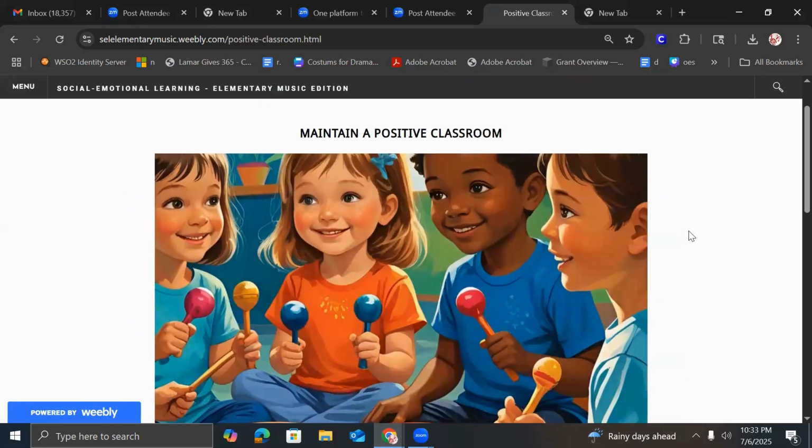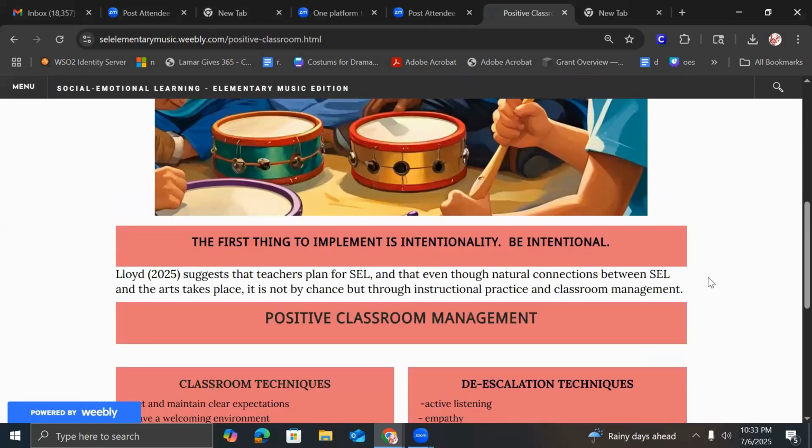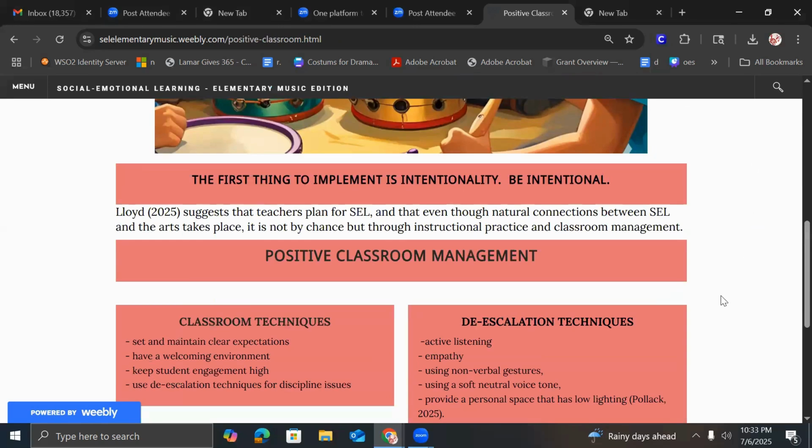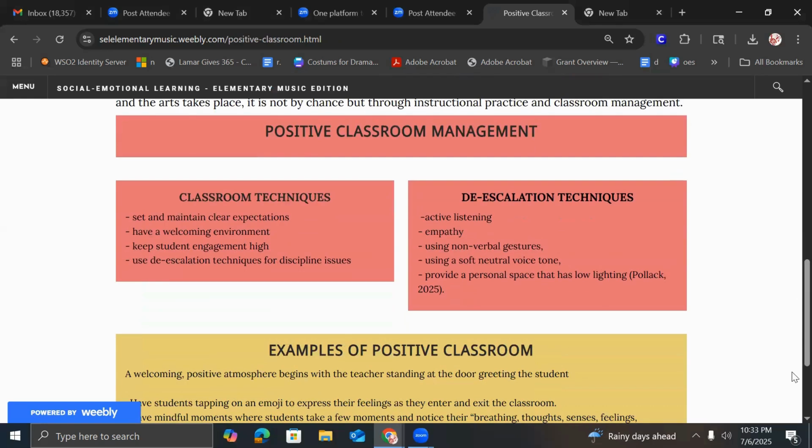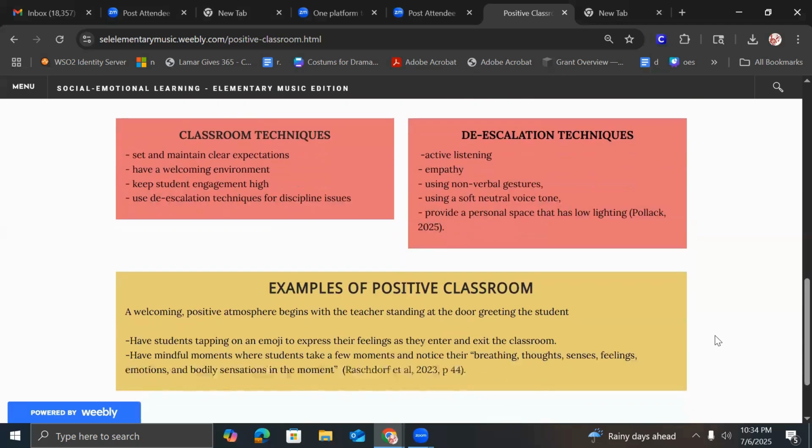And to help think about that, we have a positive classroom. We have to make an environment positive. We have to make sure that we set and maintain clear expectations. We have a welcoming environment, that student engagement is high, and that when issues do arise, we use de-escalation techniques. We actively listen, or we show empathy. We use nonverbal gestures. We use a neutral voice tone, and then we can provide personal space that has low lighting.